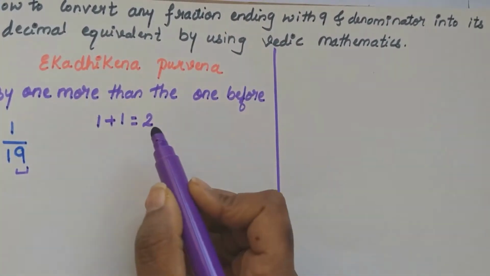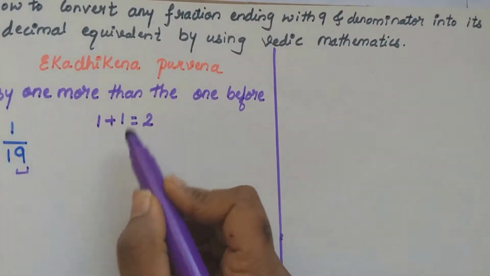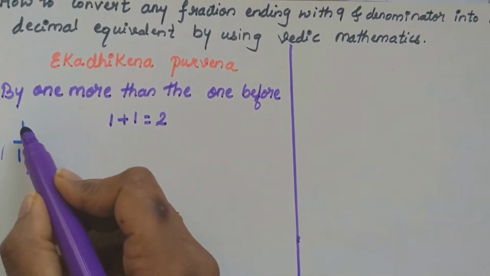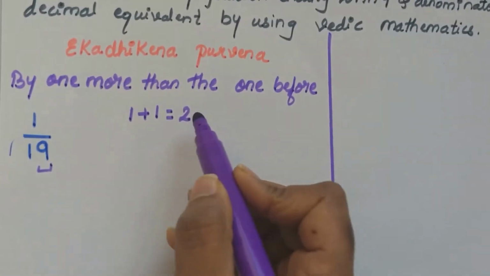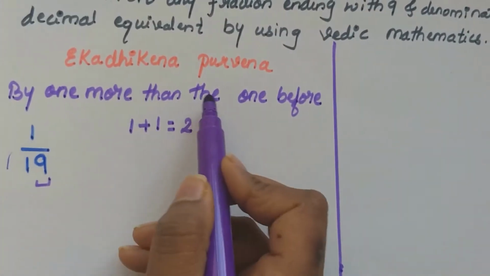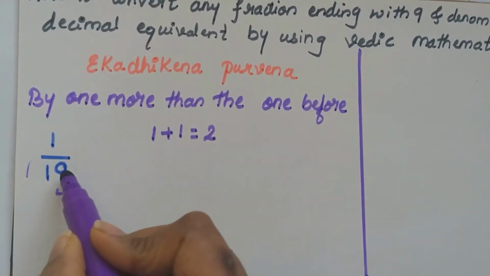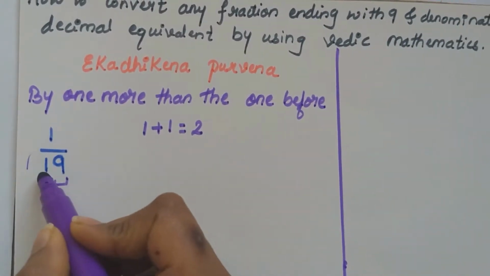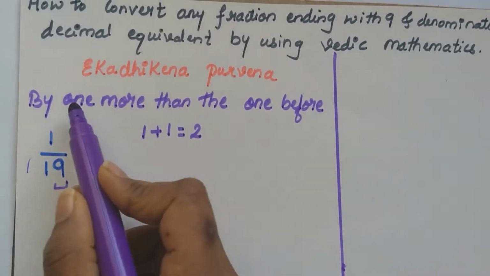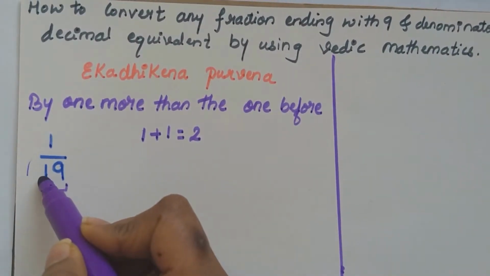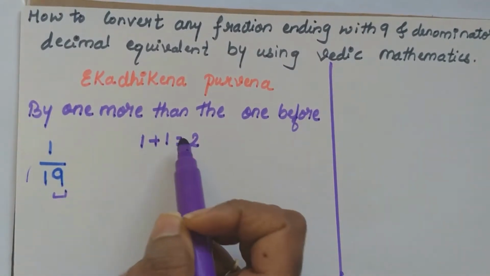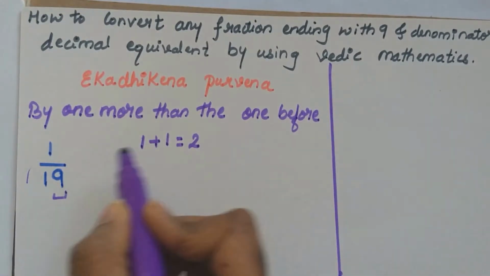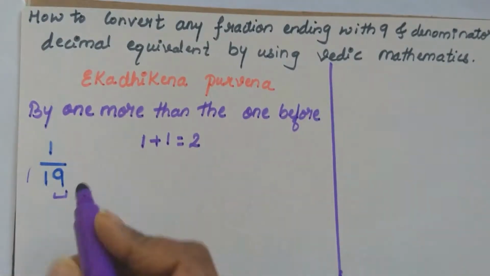Now 2 comes over as the divisor, so we divide numerator 1 by 2. So what I have read, by 1 more than the one before, here 1 before 9 is this 1, so I am going to increase it by 1. 1 more means we have to increase the number by 1. So 1 plus 1 gives me 2. Now this will become my divisor, and I am going to divide each term.